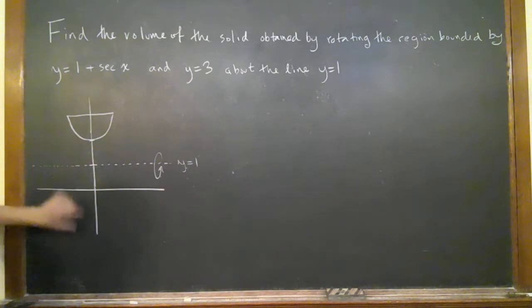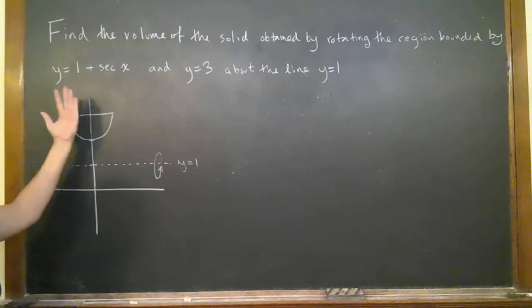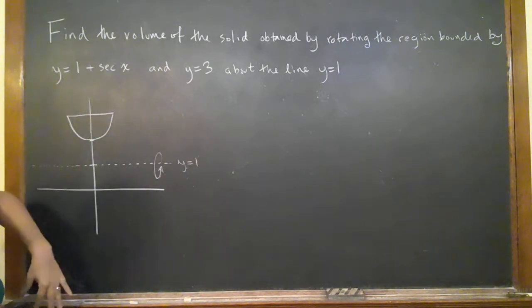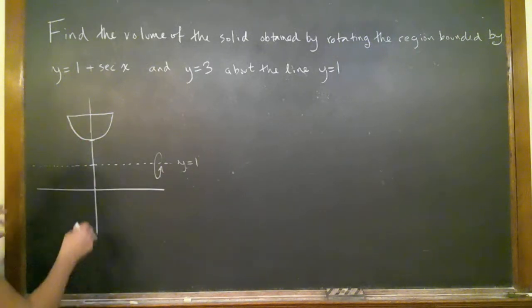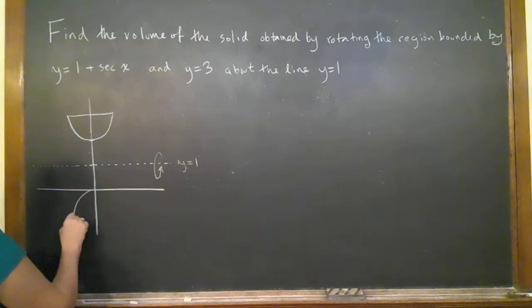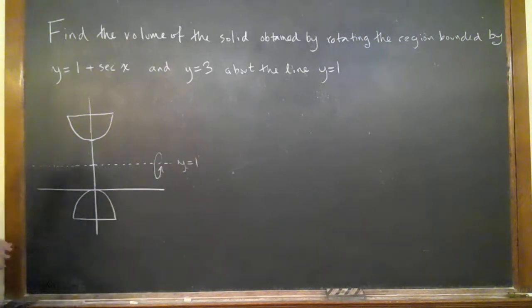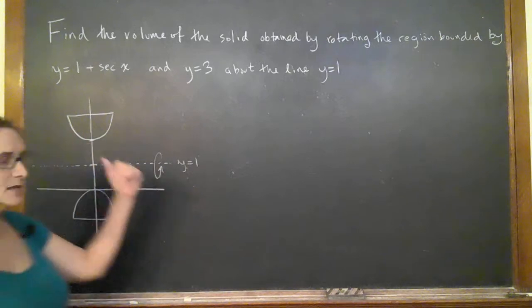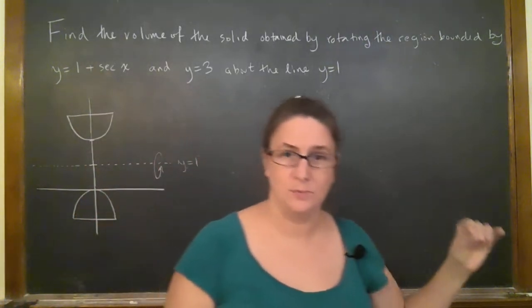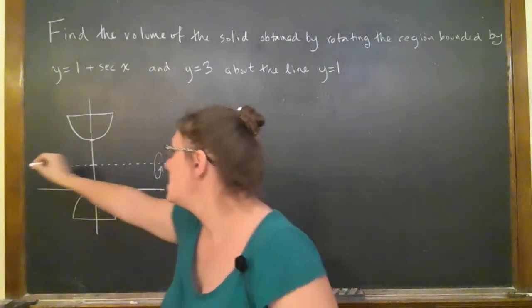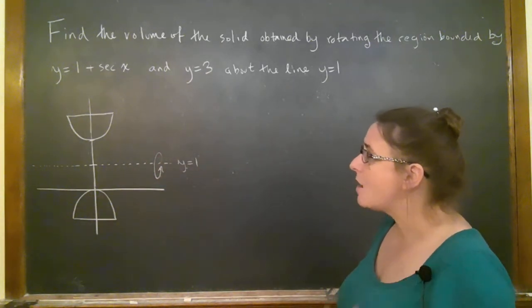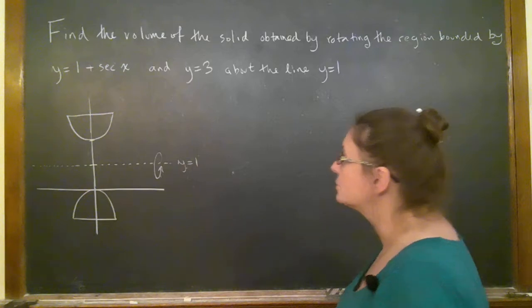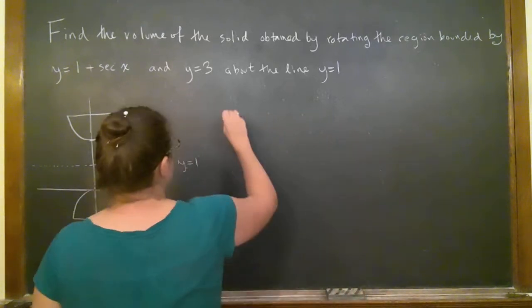But it's rotating around this line, so instead of flopping this over the axis, I'm flopping it over the line y equals 1, right? So it's going to go kind of around like this. Okay, so you see, instead of the axis being the point of symmetry, your symmetry now is around this other line. Okay, now the procedure is going to be the same, right?